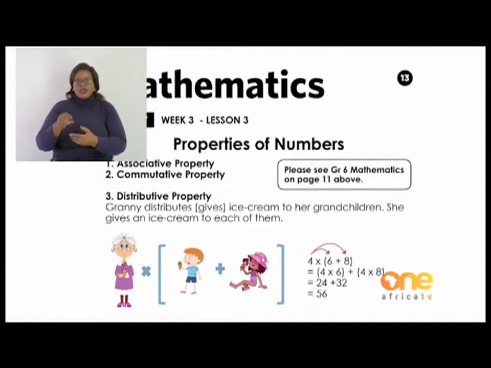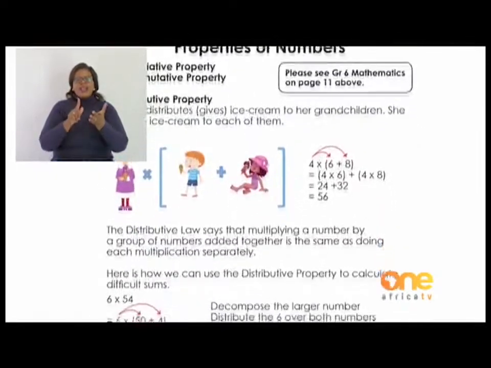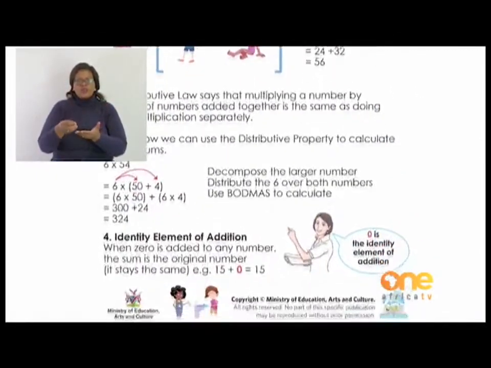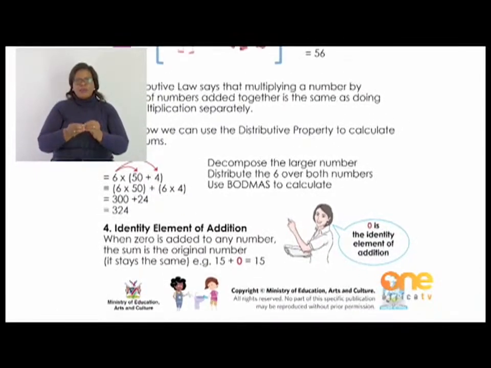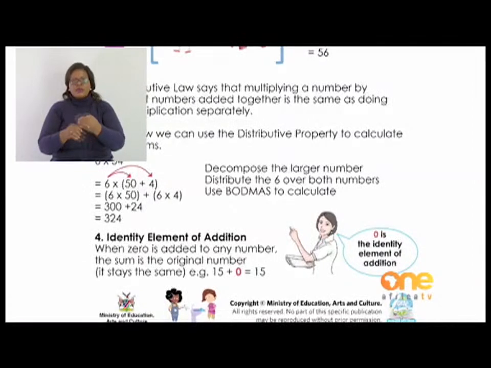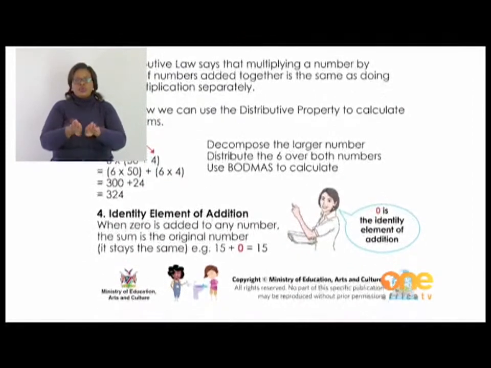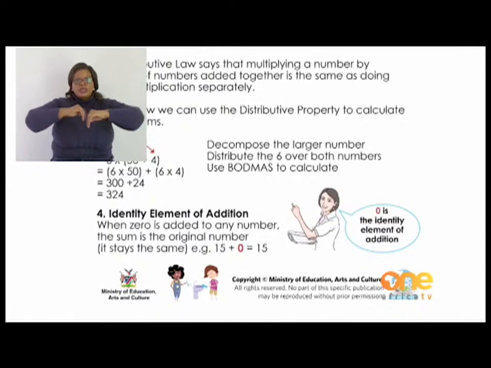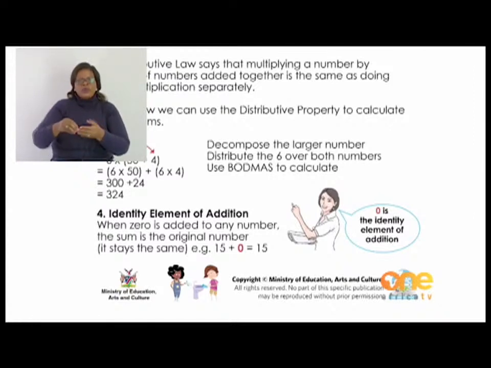Below, the distributive law says that multiplying a number by a group of numbers added together is the same as doing each multiplication separately. Here is how we can use the distributive property to calculate difficult sums. So we have 6 times 54. So we have to expand 54.